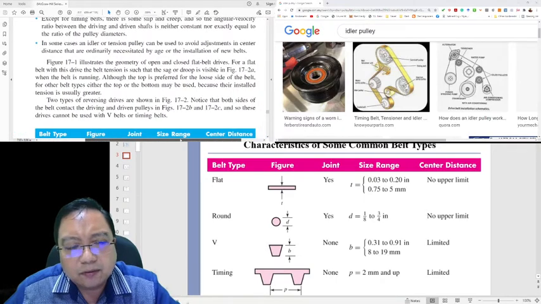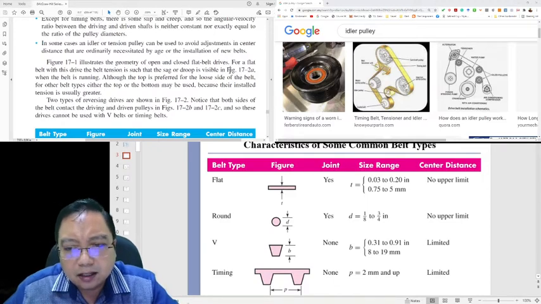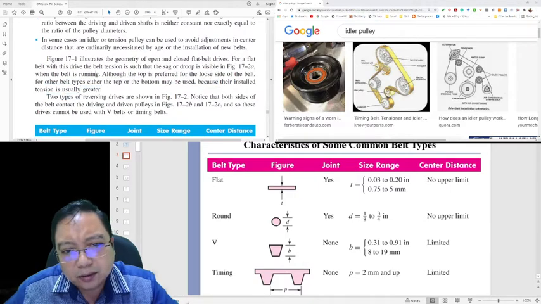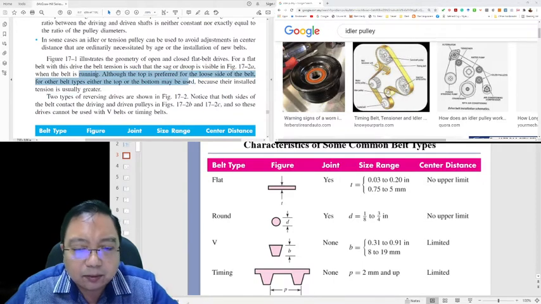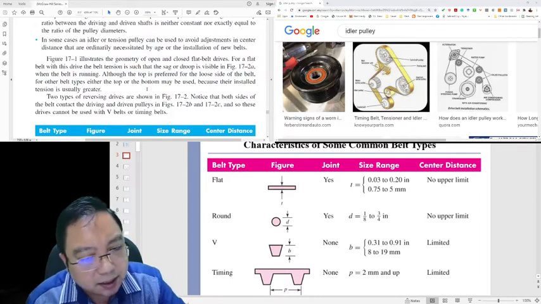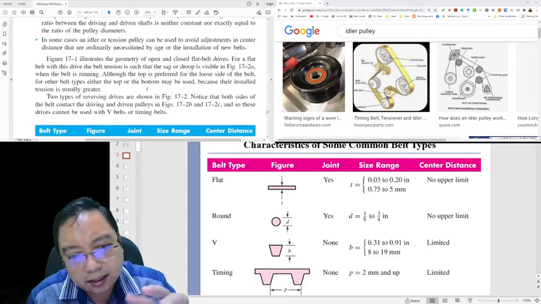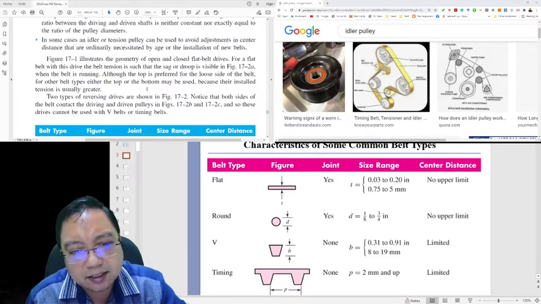For a flat belt drive with this drive rotation, the sag on the slack side is visible in figure 17.2a, where the belt is running, although the top is preferred for the loose side of the belt. For other types of belts, either top or bottom may be used because their installed tension is usually greater. You can relate it with a bicycle. I'm sure most of you have a bicycle or motorcycle at home. You can see how the chain is connected.